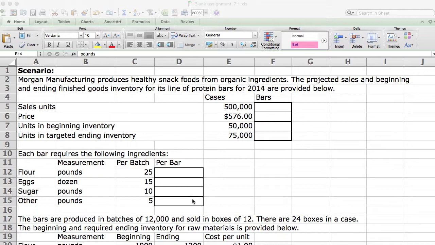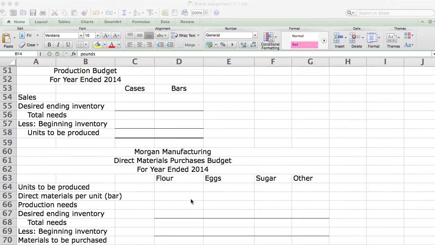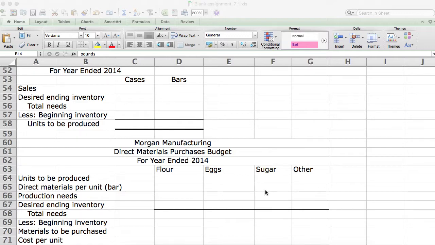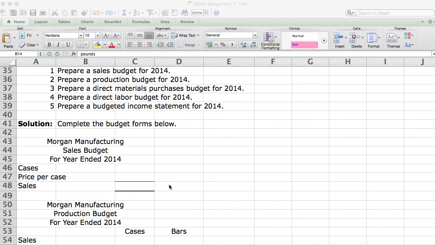So you'll simply copy the numbers from here and paste them down into the direct materials per bar. You can also use an Excel formula, which is you can type in equals and then the applicable cell, and it'll automatically pull those numbers down. And you're going to multiply the direct materials per unit times the units to be produced, which will give you your production needs. Your desired ending inventory is also provided above.